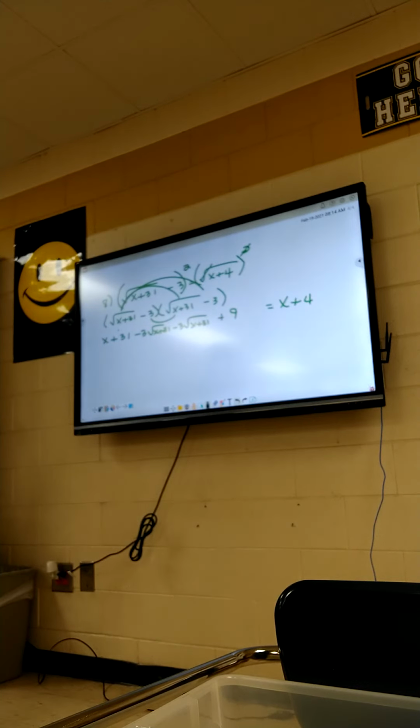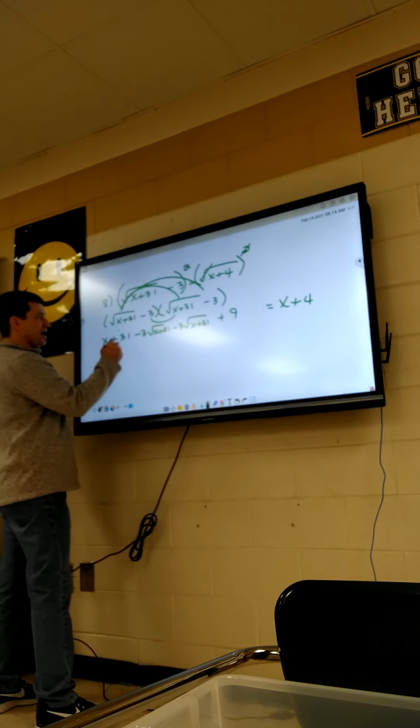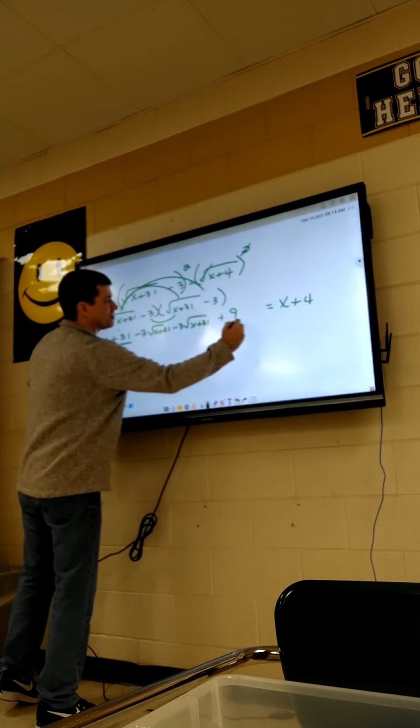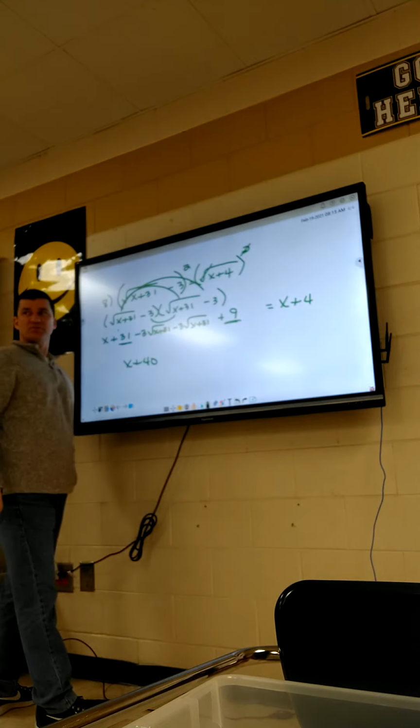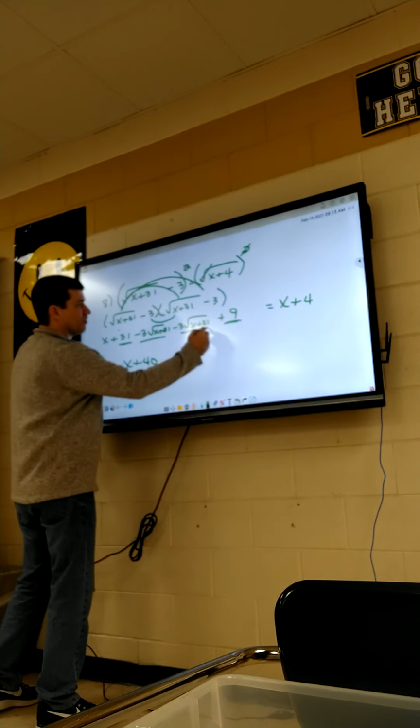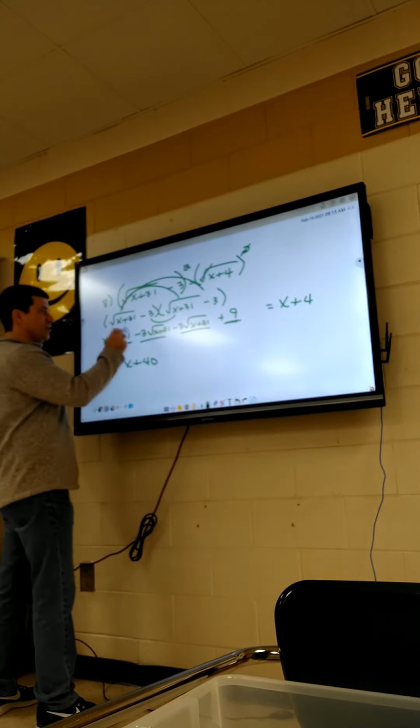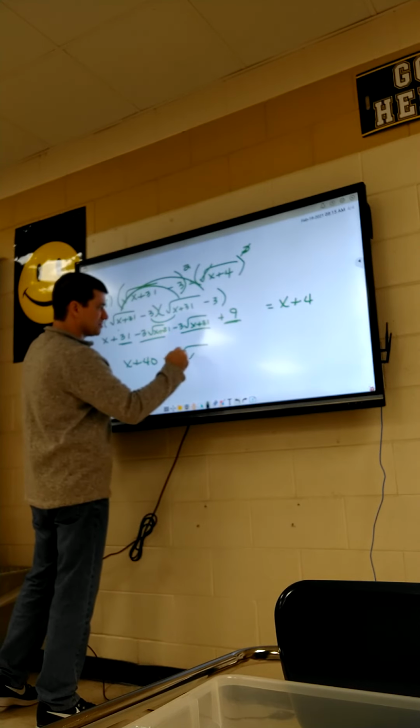So now you guys look on the left side of the equal sign and add up anything that's like terms. Okay, go. Let's see, guys, I see we can add 31 plus 9. That gives me 40. What else is like terms? Aren't these two square roots exactly the same? Yes, sir. So I can add them up. -3 and -3 give you -6.